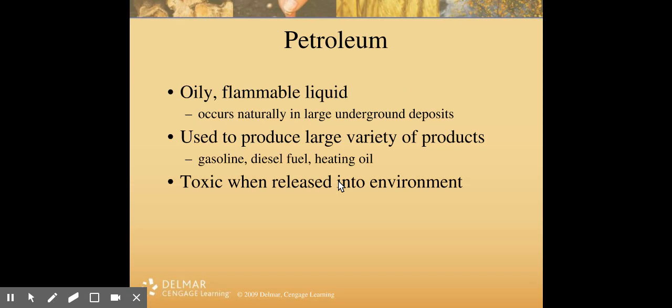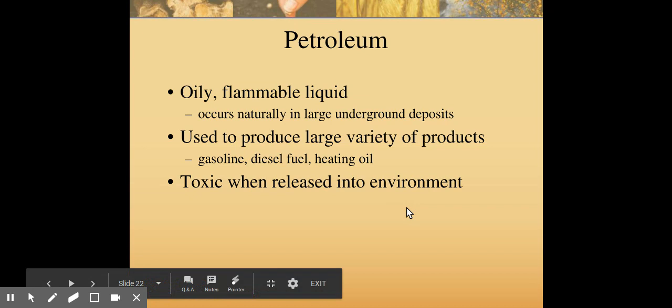Petroleum. I think we all know petroleum is an oily, flammable liquid, right? Usually find it underground. We use it for lots of stuff. Mainly, we think about gas and diesel. And obviously, it's not good for the environment. The EPA has a lot of regulations on petroleum being released in the environment.